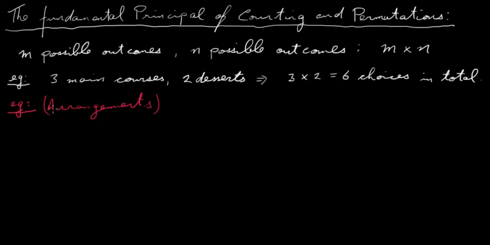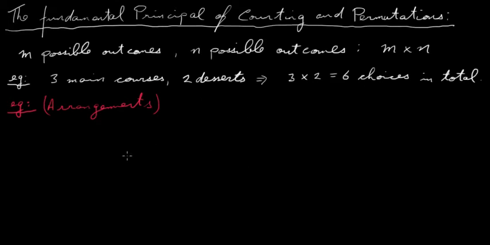So for example, if you go into a restaurant and there's a very simple menu put in front of you where you've got 3 main courses and 2 desserts. So that's all you can choose from, 3 main courses and 2 desserts. Well, you can have the first main course with the first dessert, you can have the first main course with the second dessert, second main course with the first dessert, second main course with the second dessert, third with the first, third with the second. So that's 6 in total if you were to list them all.